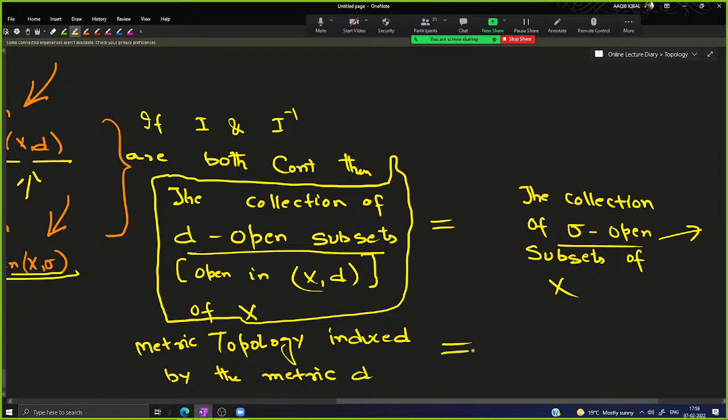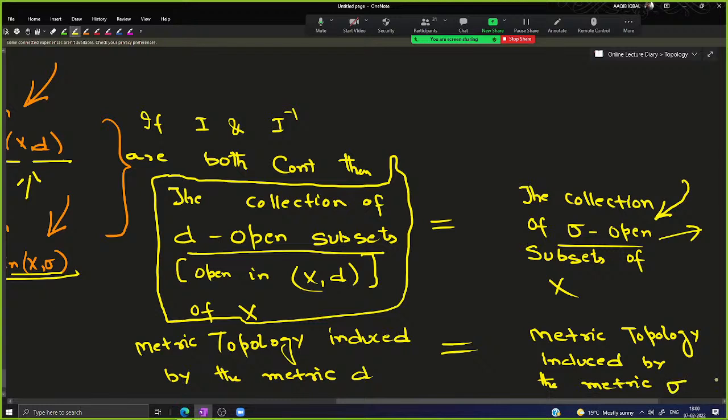और आप कह रहे हैं कि that it is same as the metric topology induced by the metric. यहाँ आप किस collection की बात करें? You are speaking of sigma open sets. So this is the topology induced by the metric sigma. So मैं आपको ये कह रहा हूँ actually, if the identity mapping as well its inverse, if they are continuous, then the metric topologies are same.